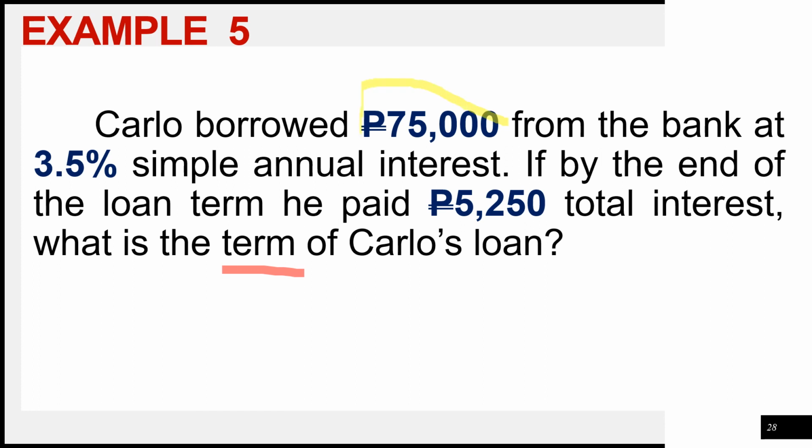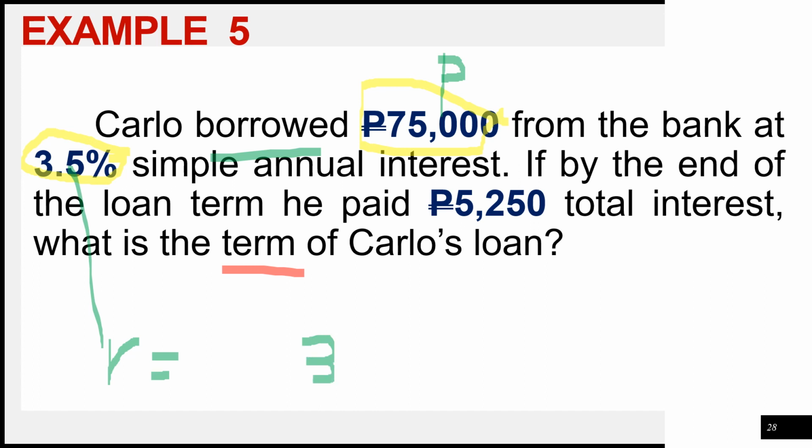Let's start with 75,000 pesos. This is the amount that Carlo borrowed from the bank. Therefore, 75,000 pesos is our principal. Then we have 3.5%, which is obviously the rate of our loan. Now, as I have told you earlier, we need to convert the rate from percent into its decimal form so that it is easier for us to solve. And I also told you that we can do that by dividing the number in percent form by 100 so that we can get its decimal form.